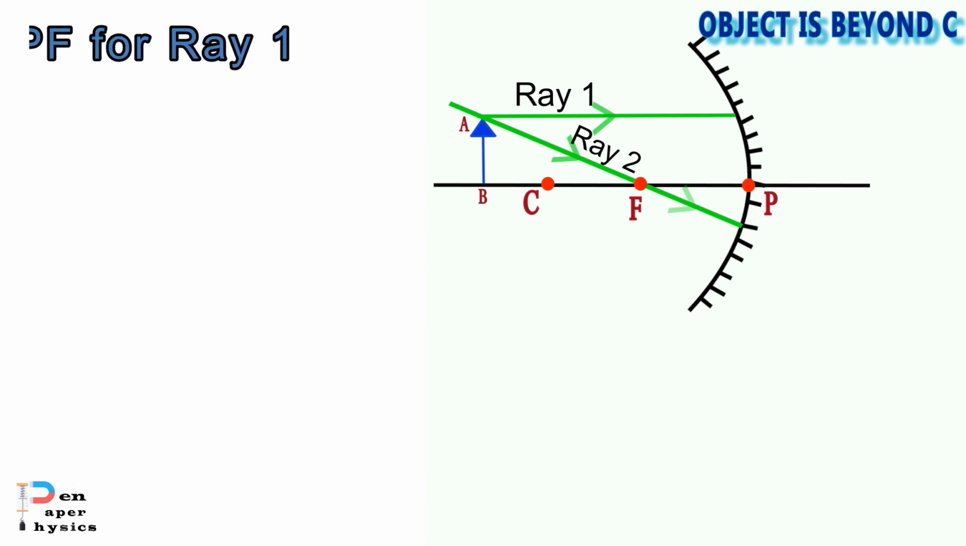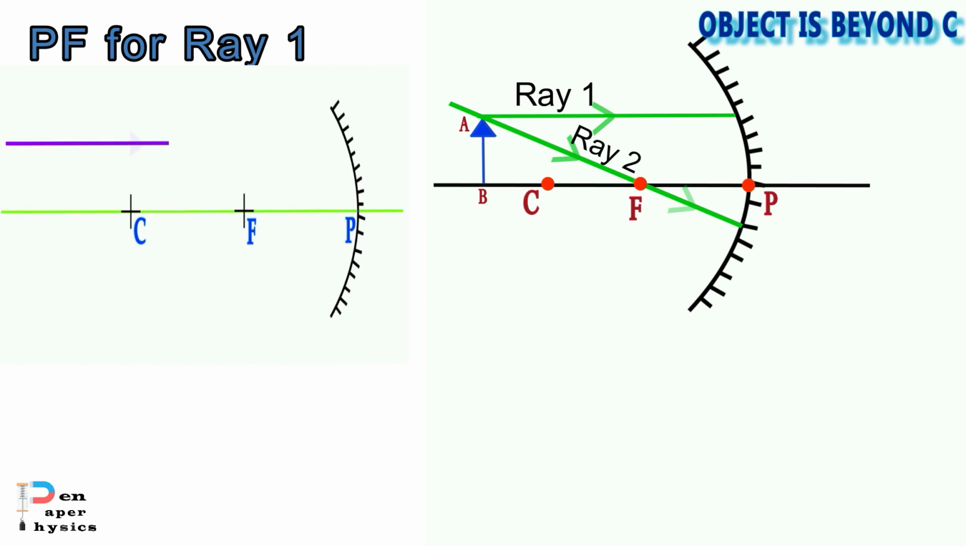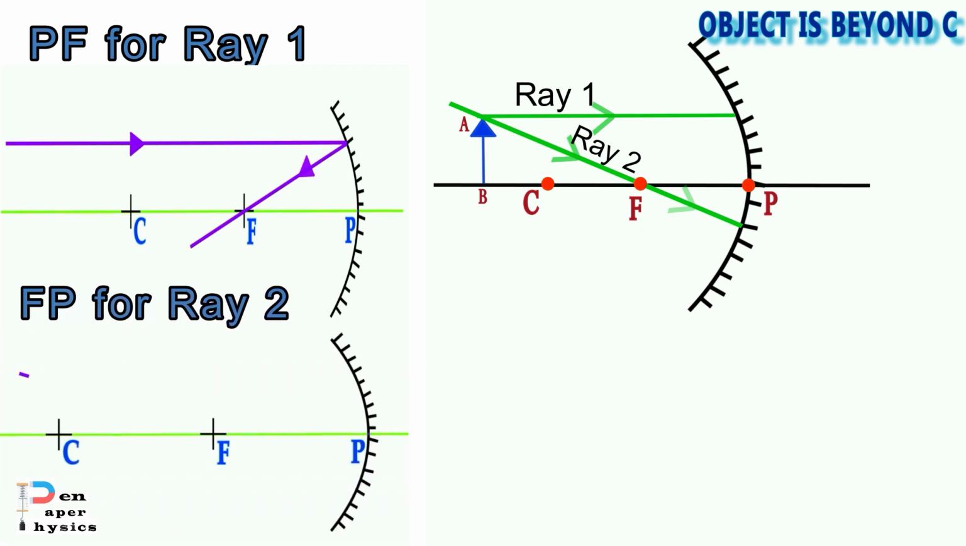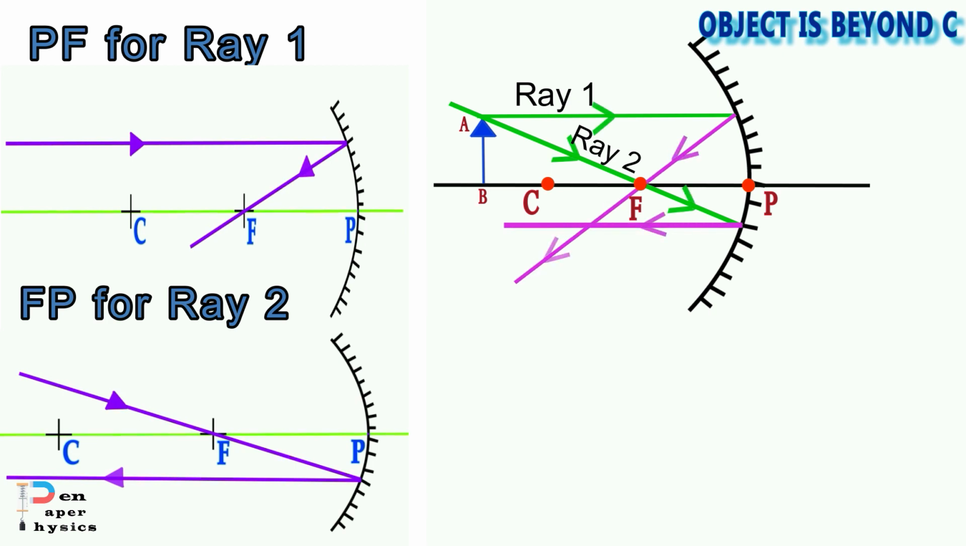Now for ray 1, we will follow the PF rule, parallel ray passing through focus. And for ray 2, we will follow the FP rule. A ray passing through focus will become parallel after reflection, as shown over here. So let's draw the reflected rays. As you can see, now the reflected rays are intersecting at a point. So we will get our image A', B' at that point.